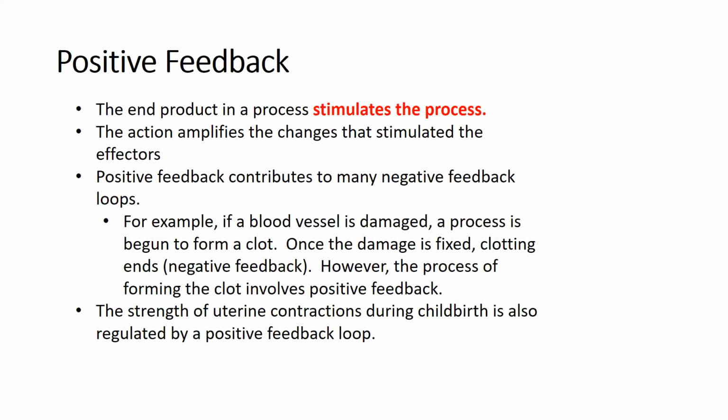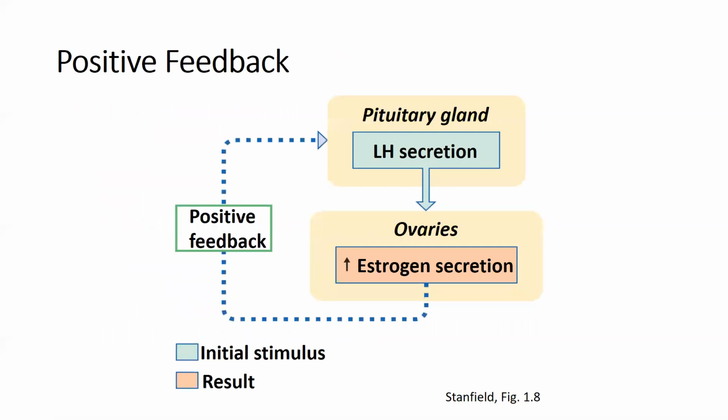There's the strength of uterine contractions during childbirth. Those contractions get stronger and stronger until the baby is delivered. That's another way that positive feedbacks can be incorporated into some negative feedback loops. Question? So positive feedbacks come first, then negative, or is it positive? So you have positive feedback for the duration that it's required, and then a negative feedback ends that cycle.